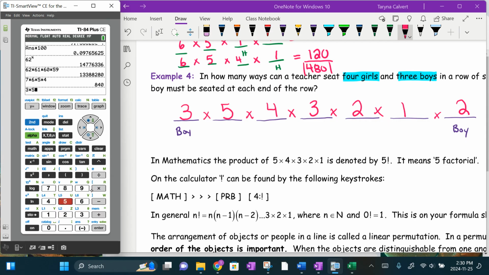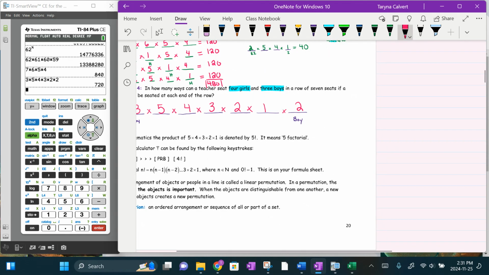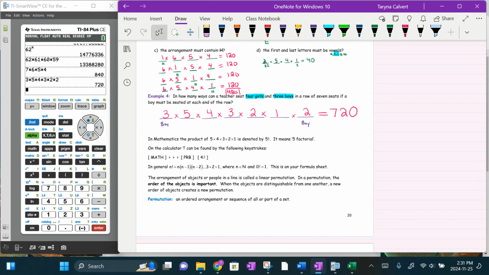So 3 times 5 times 4 times 3 times 2 times 1 times 2. So there's 720 different ways I can arrange a row of 7 starting with a boy at the beginning, a boy at the end, and having to begin with 3 boys and 4 girls.